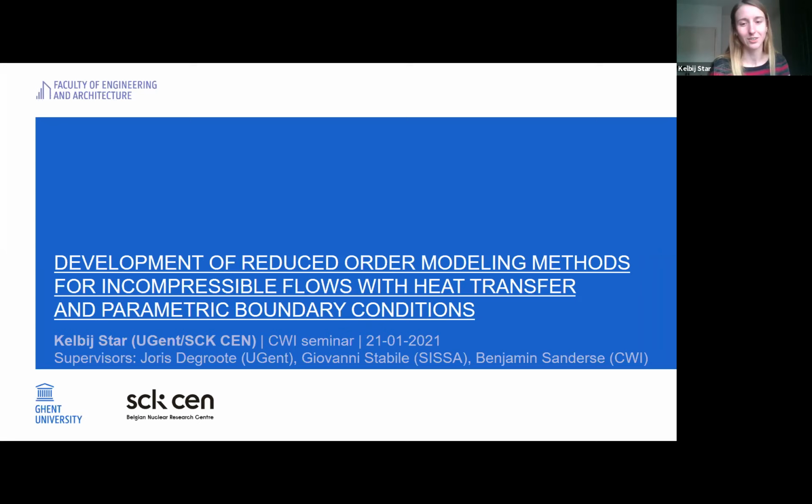I won't go through it all, no worries. I'll just highlight a few things about my work. My thesis is called Development of Reduced Order Modeling Methods for Incompressible Flows with Heat Transfer and Parametric Boundary Conditions.